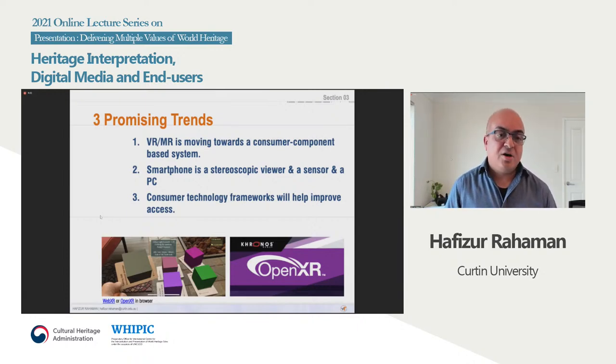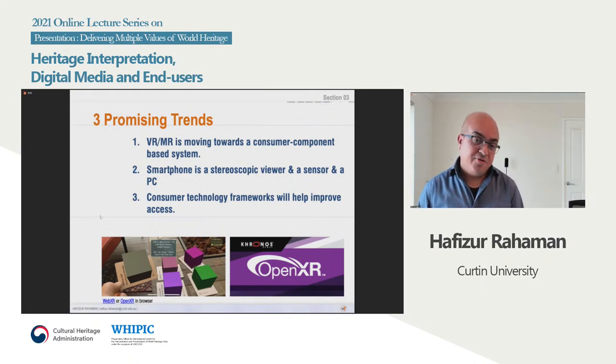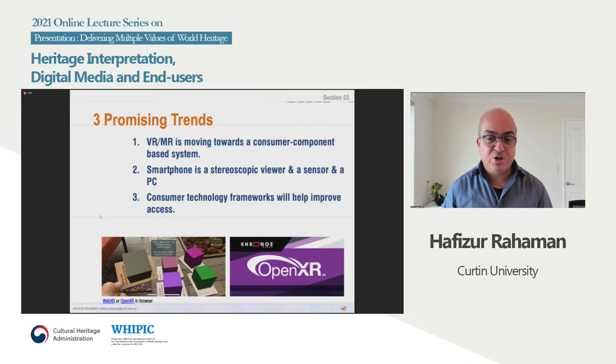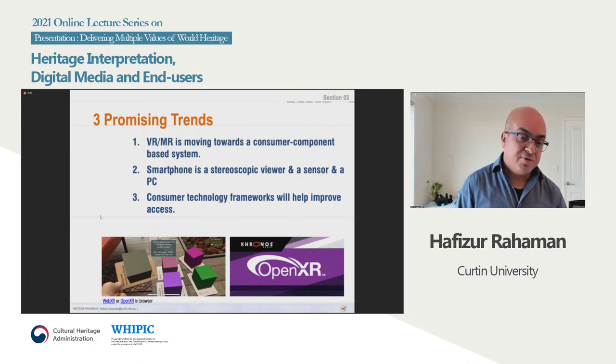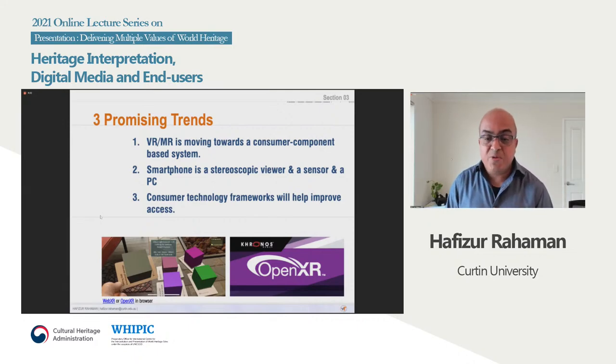First of all, virtual reality or mixed reality is moving towards consumer component-based systems. New tools and technologies are coming, which are becoming cheaper and more accessible to the general people. A smartphone is a stereoscopic viewer, a sensor, and a PC, and it is evolving every day. For example, Samsung Gear VR, and new sensors and new kinds of apps are coming to make AR VR experiences more accessible. Consumer technology frameworks are coming and helping to improve access.